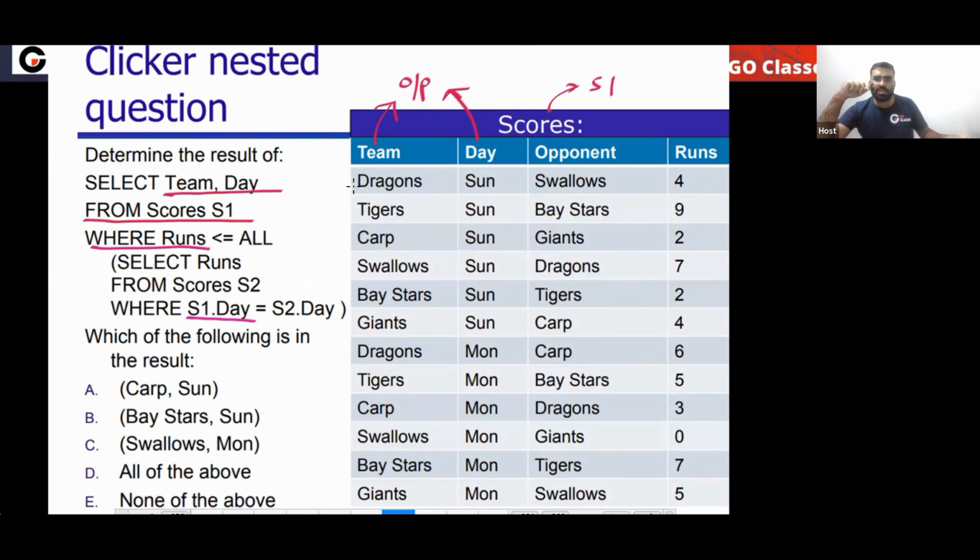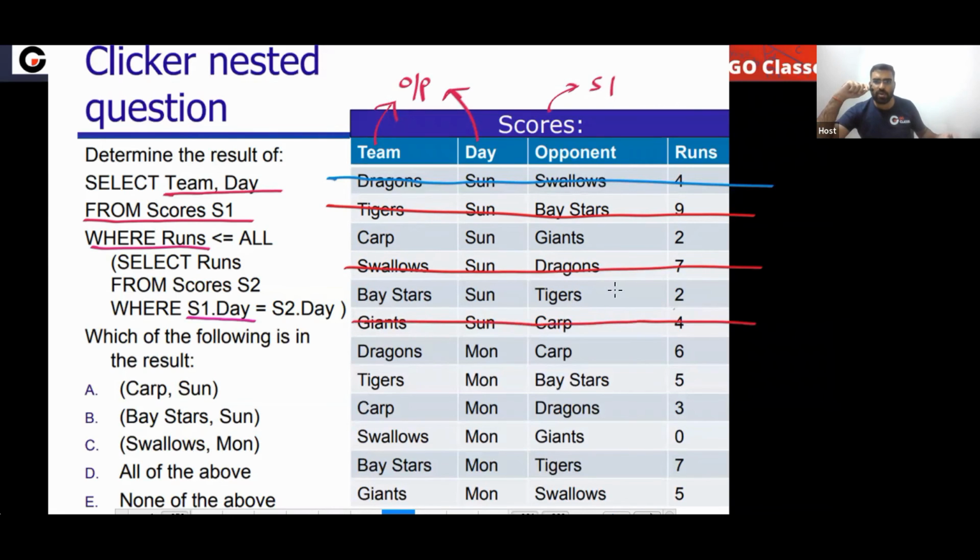So this row will not satisfy. Next, this row will not satisfy. On Sunday, who has the least score? This will not satisfy. This will not satisfy. On Sunday, the least score will be this. This is the least score. Very simple. Correct? Yes or no? Very simple. On Sunday, this is the least score.